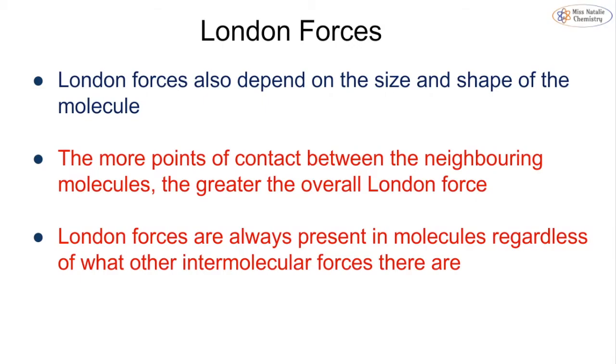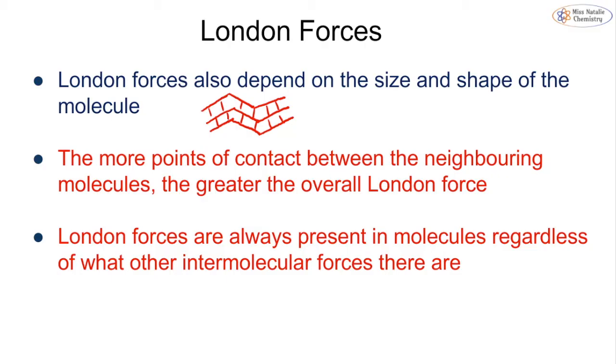London forces can also depend on the size and the shape of the molecule. So the more points of contact that we have between molecules, the greater the overall London force. So if we were to draw out a skeletal formula of butane, what can happen is the molecules will align with each other like this. And you can see that we're getting points of contact all throughout the chain there. So we'll get points all throughout here on the chain length. And you'll be getting at these points of contact intermolecular forces.